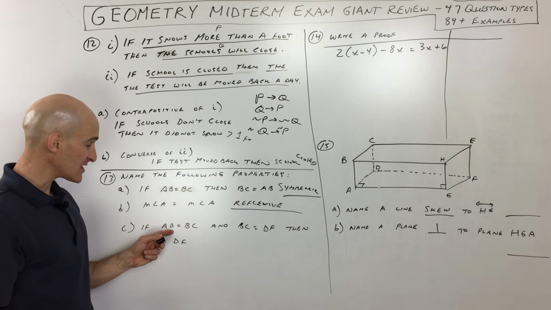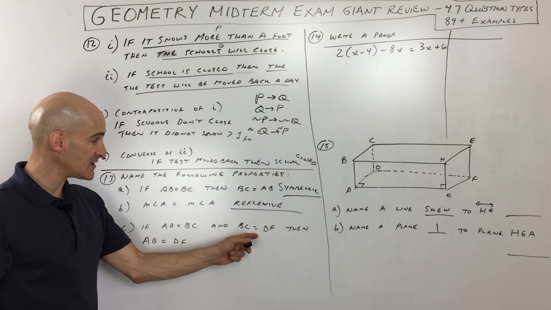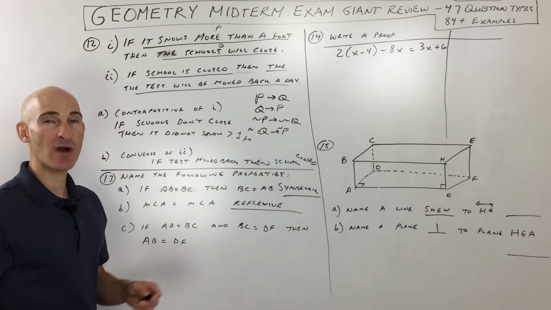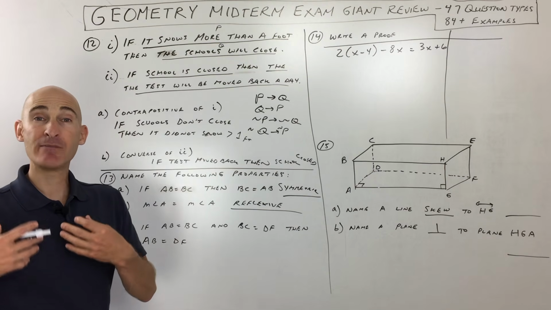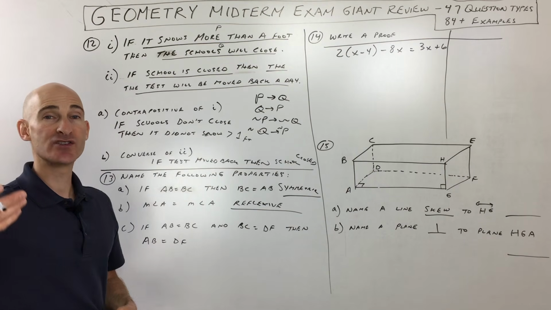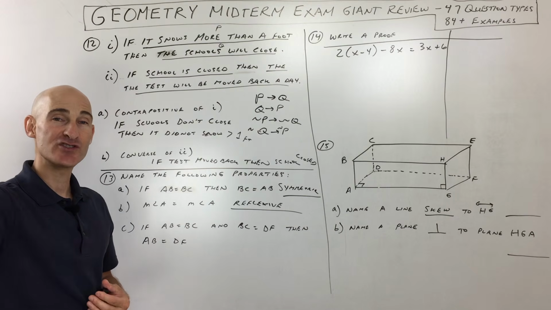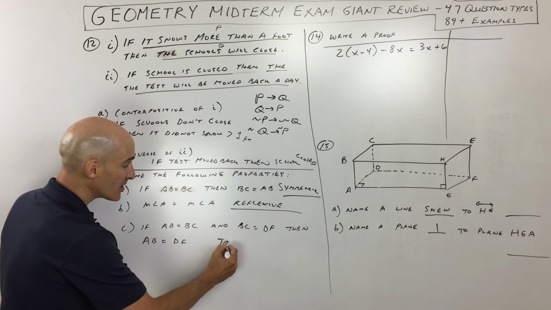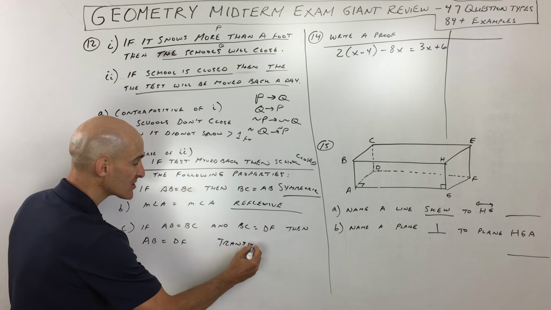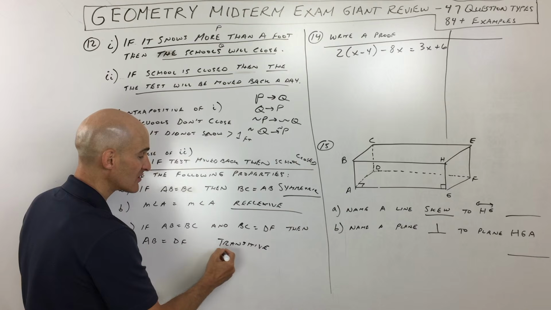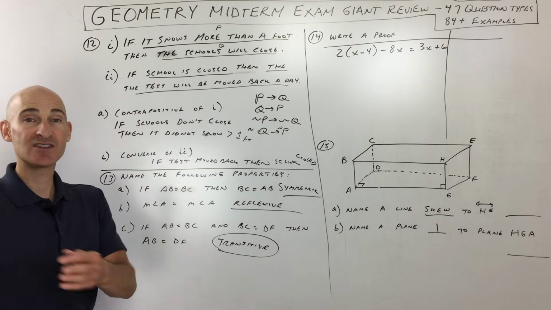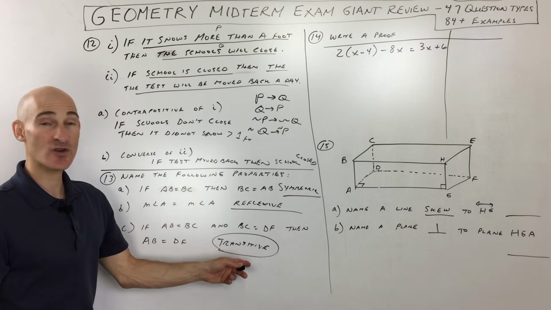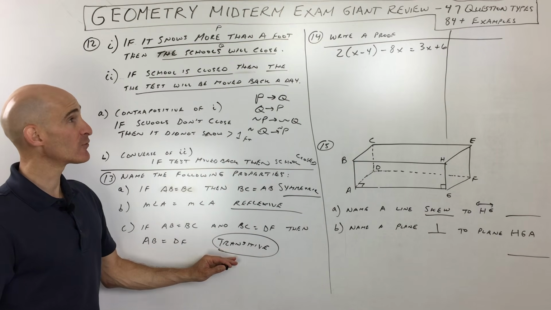And then the third one here says if AB equals BC and BC equals DF, then AB is equal to DF. So what property is that? It's kind of like if I'm as tall as you are and you're as tall as your brother, then I'm as tall as your brother. That's called the transitive property. It's like a train. The first is connected to the second, which is connected to the third, so the first is connected to the last. Okay, so that's the transitive property. So symmetric, reflexive, transitive, we use these a lot in geometry, so definitely review those.